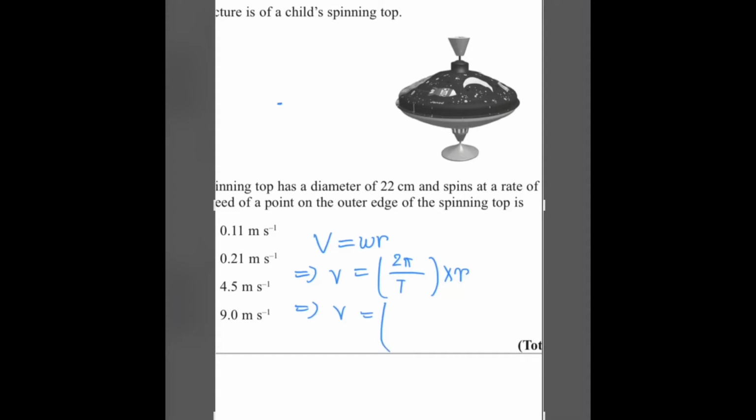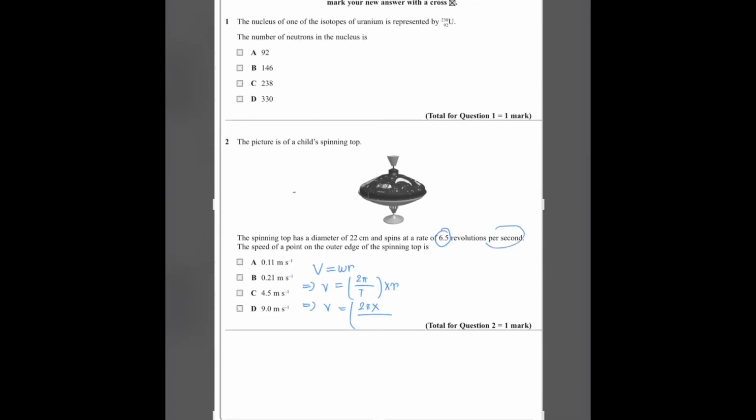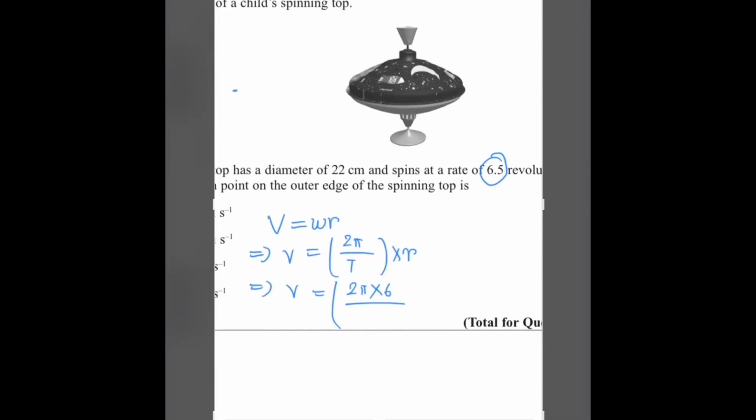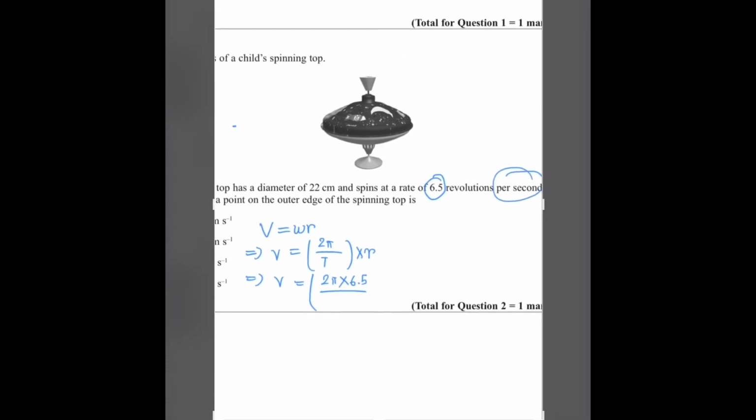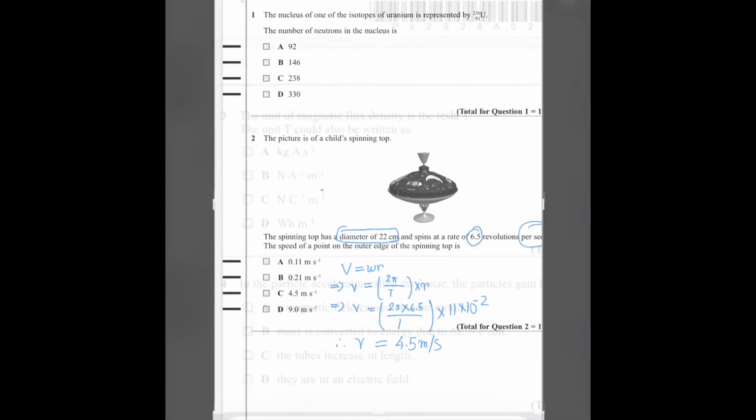So v will be 2 pi into, since here it is 6.5 revolutions per second, we will have 6.5 and 1 second as time, and the radius. This is the diameter of 22 centimeters, so the radius will be 11 centimeters, 10 to the power minus 2. So the velocity would be 4.5 meters per second. So the answer to this question is C.